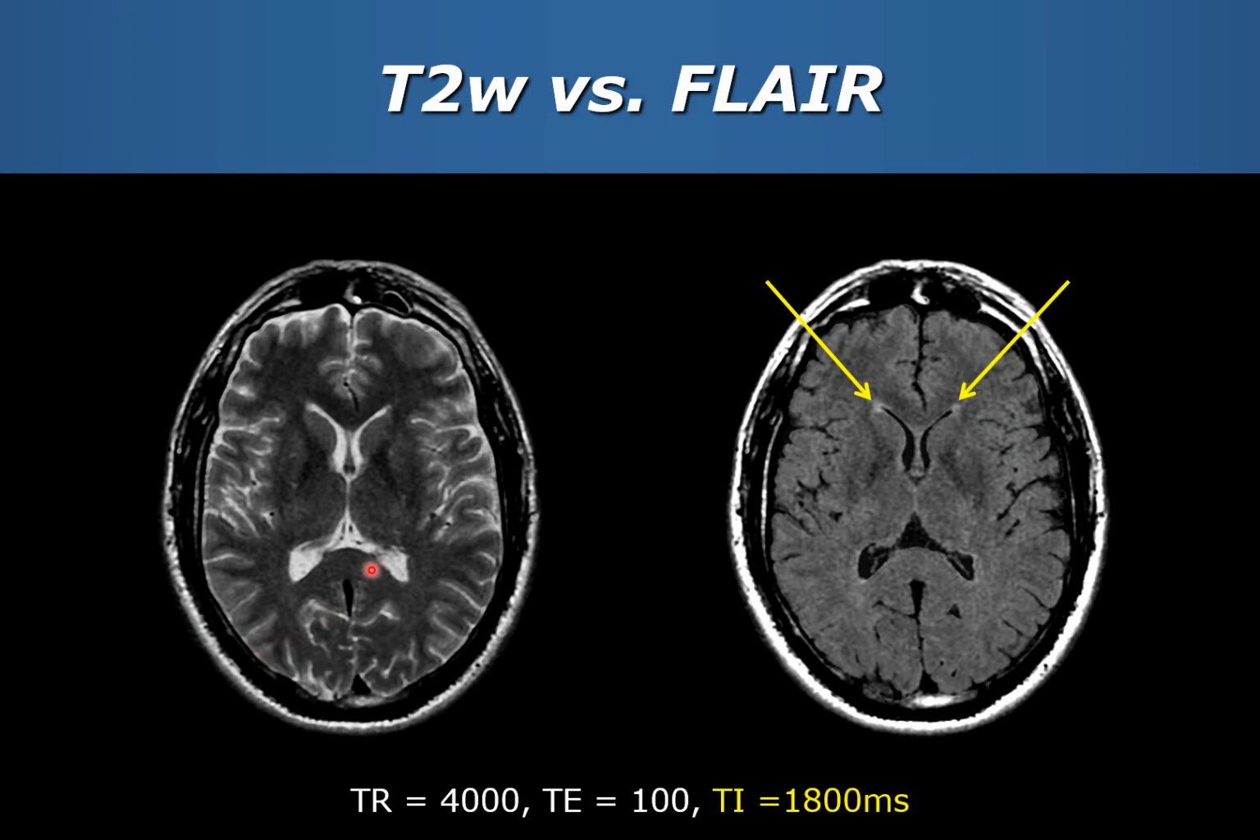Here is a comparison of an axial T2 weighted brain image acquired without and with the FLAIR inversion pulse. The small white signal hyperintensities arrowed here on the FLAIR image would be extremely difficult to identify on the conventional T2 weighted image because of the high signal from the CSF.